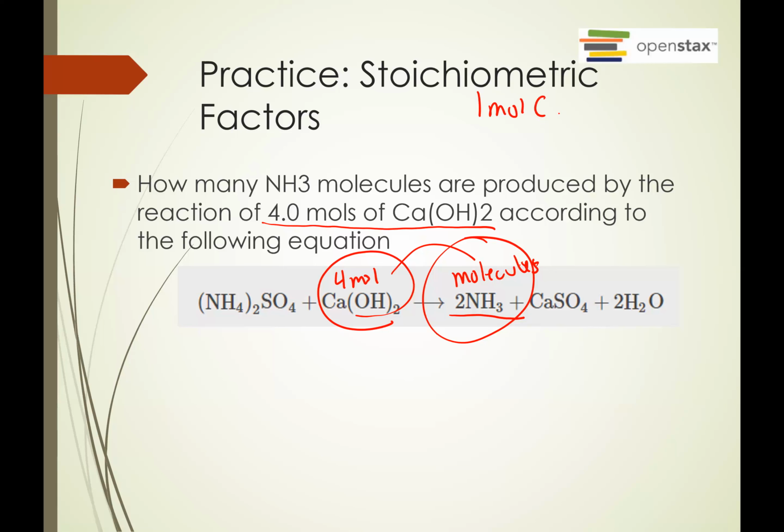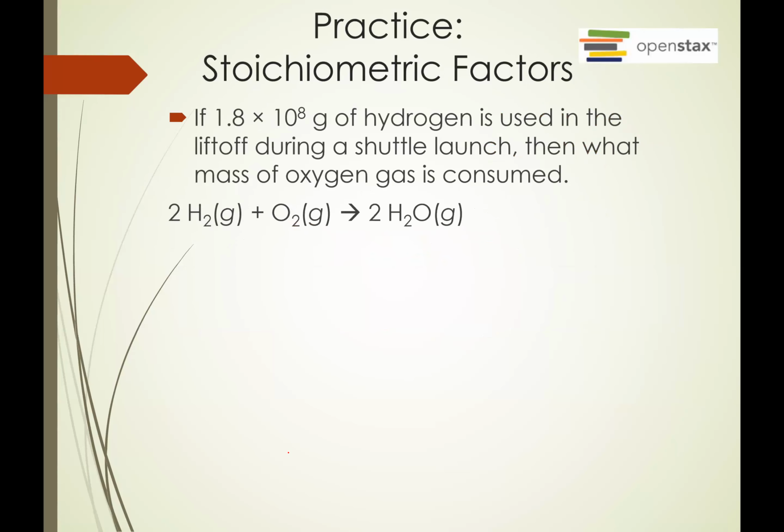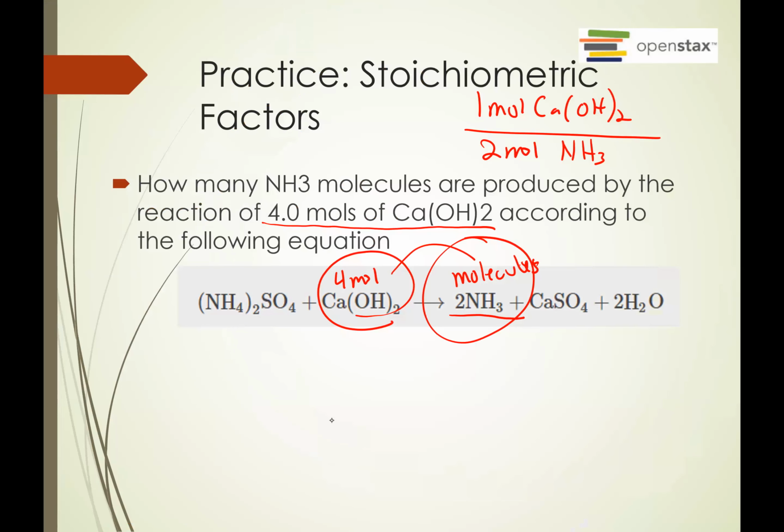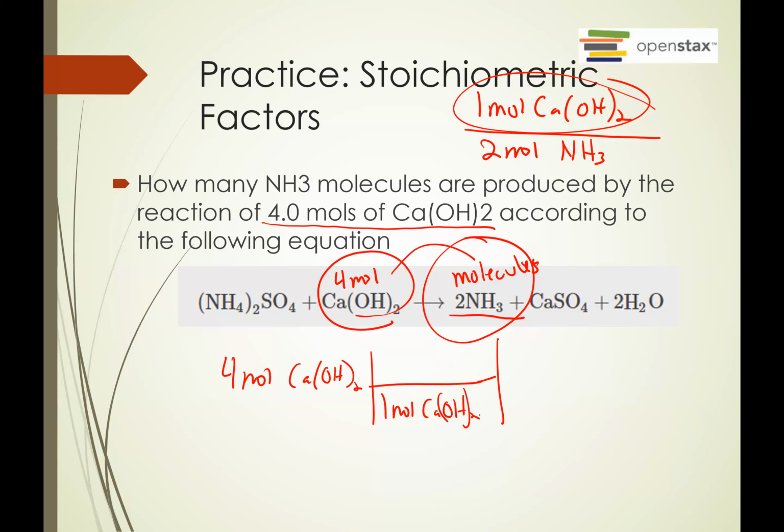1 mole of Ca(OH)2 to 2 moles of NH3, right? Somewhere we're going to have to use that. So we're going to start with this, do our mole ratio, and let's see. Oh, I didn't have this one down. So we have 4 moles of Ca(OH)2. Okay, what unit has to go on the bottom? Yeah, 1 mole of Ca(OH)2, which means that 2 moles of NH3 go on the top.